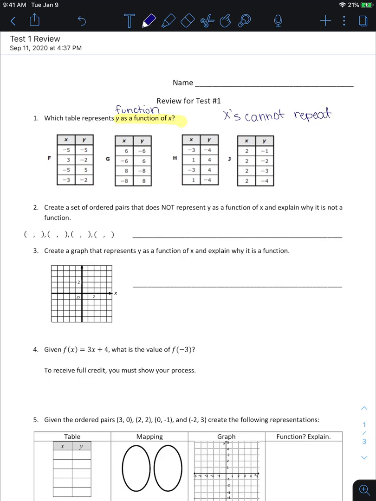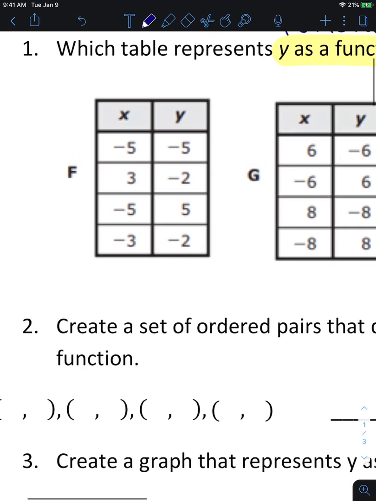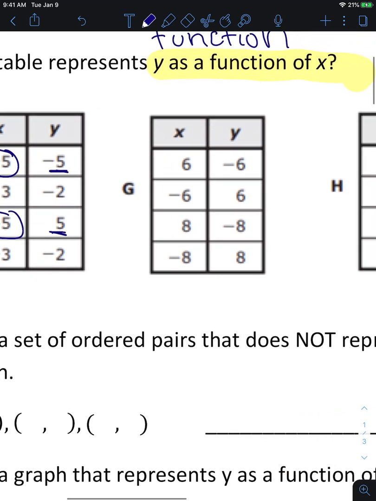So let's look at answer choice F. I'm going to zoom in. So answer choice F, we're looking at our x's, and I notice I have a -5 and a -5, and they're going to two different y values, two different outputs. So therefore, this is not a function, so we do not want that as our answer choice.